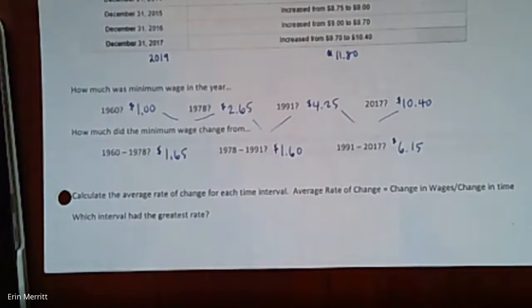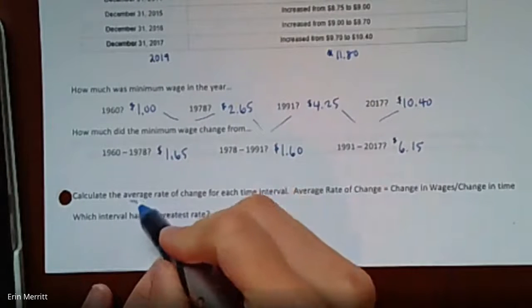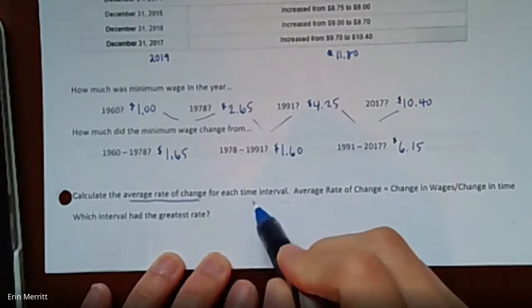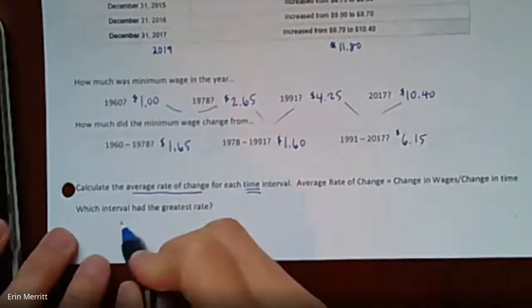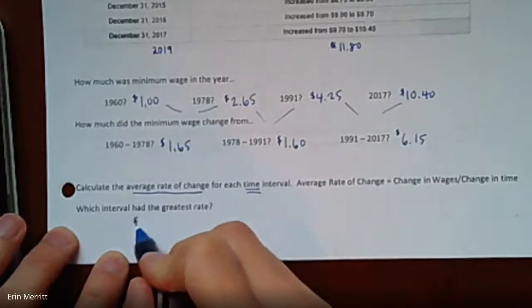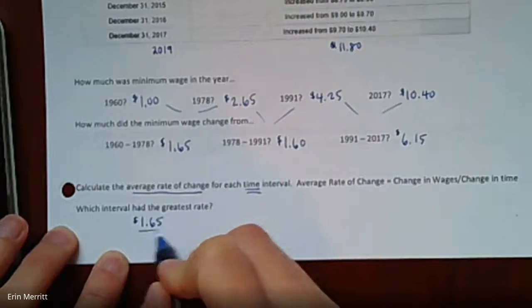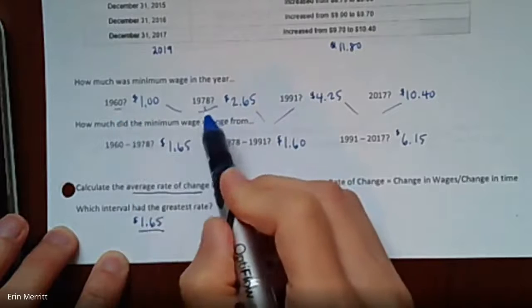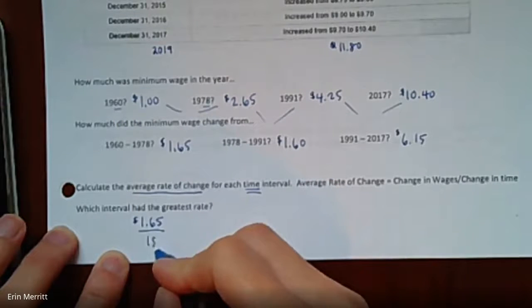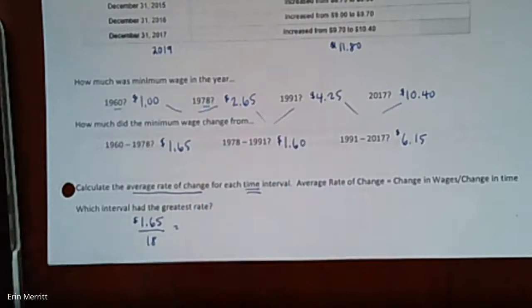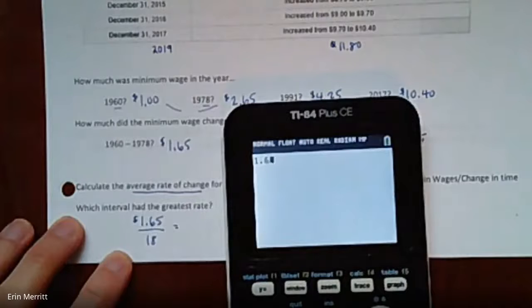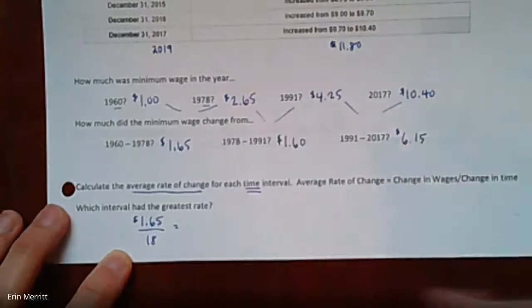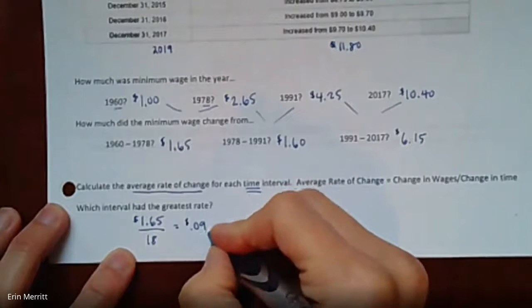So when you have to consider the average rate of change for each time interval, you have to consider how much time has gone by. So you have to figure out the change in the money, so $1.65, but that changed from 1960 to 1978. So that was over 18 years. So over 18 years on average, how much did it increase? Well, if we take that quotient, $1.65 divided by 18 years, it went up about 9 cents a year. Big money right there.